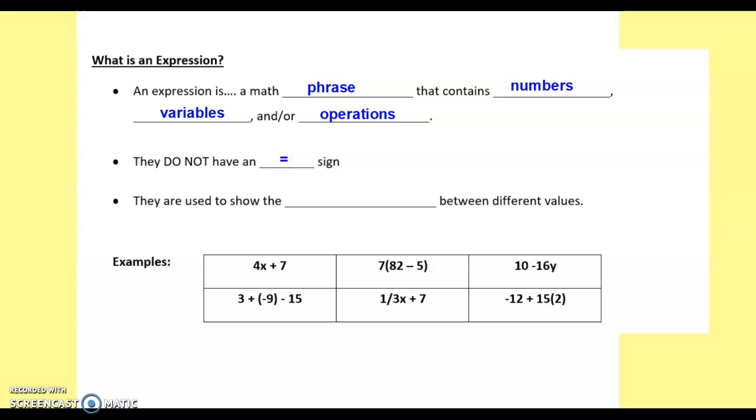It doesn't have an equal sign. And they're used to show the relationship between different values. So taking a look at some examples here of expressions, 4x plus 7, 7 times the quantity 82 minus 5, 10 minus 16y, 3 plus negative 9 minus 15, 1/3 x plus 7, negative 12 plus 15 times 2. So again, those are all examples of expressions, and they contain numbers, variables, and or operations.